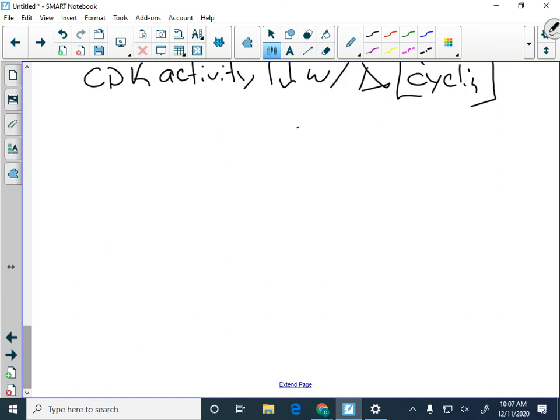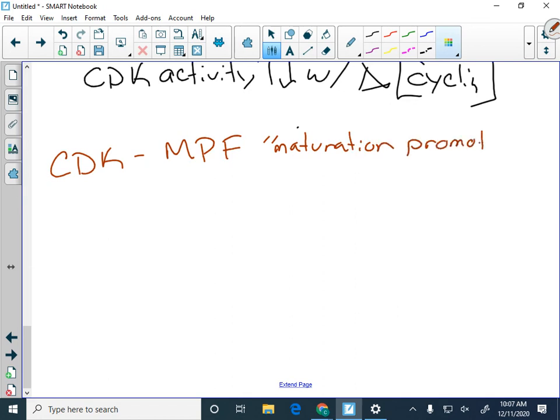Oh yeah, we have time for this. We're going to draw a graph. So there is a special CDK complex. I'm going to change colors. There is a CDK complex, or cyclin-dependent kinase, called MPF. This stands for maturation promoting factor. Or some people call it the M phase promoting factor.